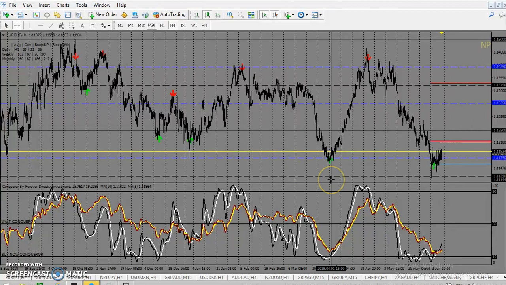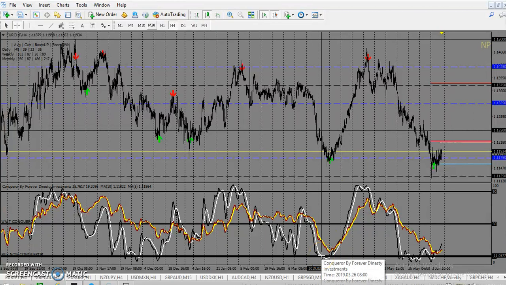Now another ideal condition is that your Conqueror and your market baseline are meeting. Remember, this is your Conqueror, guys. Once your Conqueror reaches this 10 level, then you know that this is an oversold position, and that this means this is the beginning of a new trend.